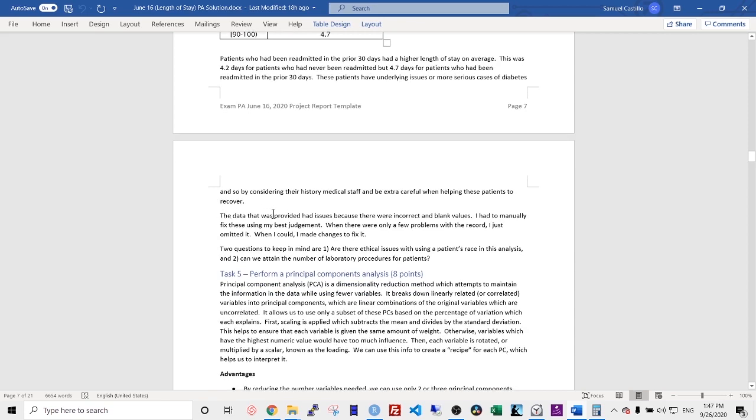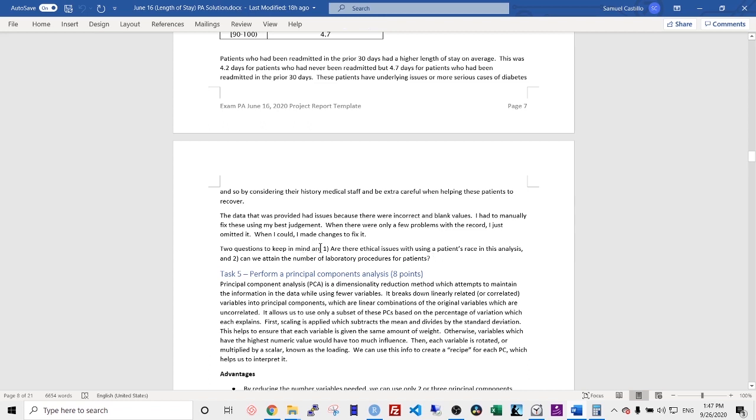The data that was provided had issues because there were incorrect or blank values. I had to manually fix these using my best judgment. When there were only a few problems with the record, I just omitted it. When I could, I made changes to fix it. 2 questions to keep in mind are 1, are there ethical issues with using a patient's race in this analysis? And 2, can we attain the number of laboratory procedures for patients? And then you could answer these questions.